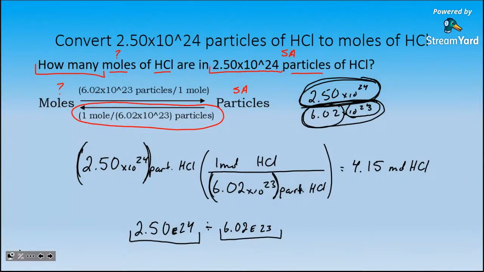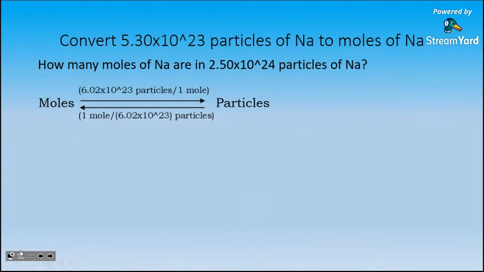Okay? So let's take a look at one more example. Convert 3.50 times 10 to the 23rd particles of sodium to moles of sodium. So that is asking how many moles, so how many is my question, of sodium, my substance, are in 2.50 times 10 to the 24th particles of sodium. So this is my starting amount. So starting amount of particles, calculating moles, again going to use the lower portion of that mole roadmap.